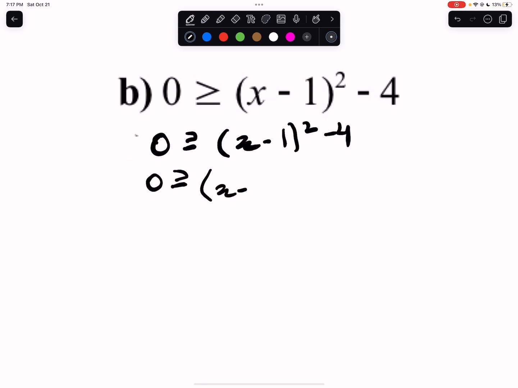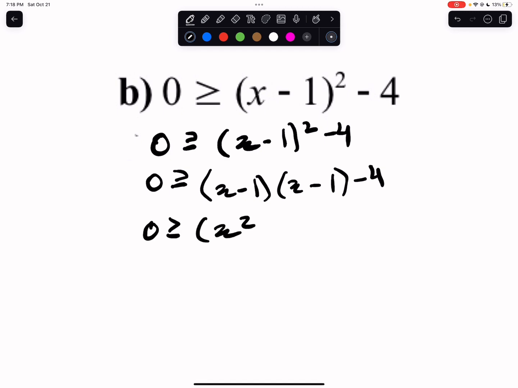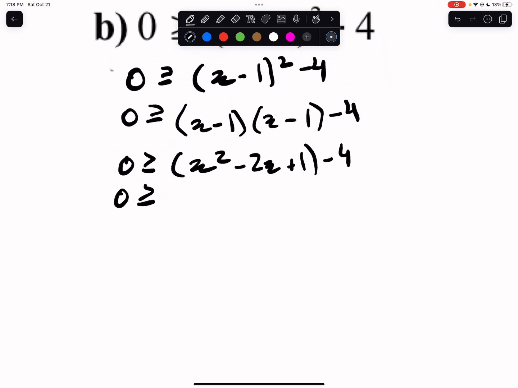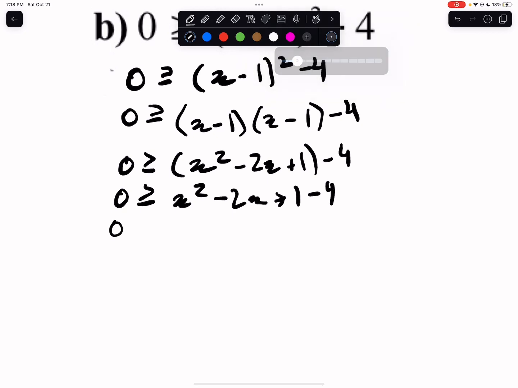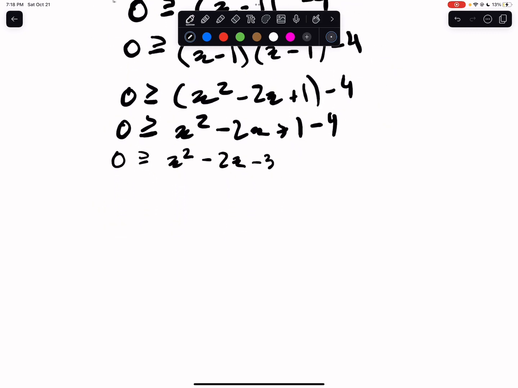So, for anyone who doesn't know, x minus 1 squared is actually just doing that. X times x is x squared. So minus 2x, because minus x, and then plus 1, minus 4. 0 is greater than or equal to, let's see, so let's take it out of the brackets. Okay, let's make this a little thinner. Greater than or equal to x squared minus 2x, and then plus 1 minus 4 is minus 3. So that is how it is looking so far.